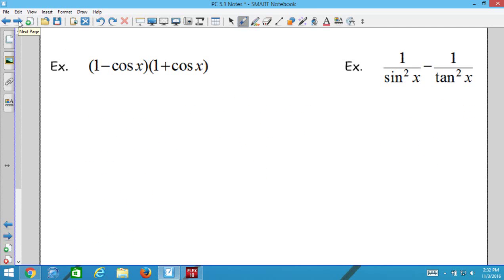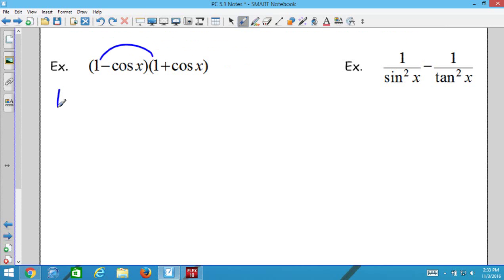You have to go look and see what's in your notes and what it could equal. Example 3. 1 minus cosine x, 1 plus cosine x. I'm going to look at that and say, okay, I've got two binomials being multiplied together. I do not have anything in our notes that says 1 minus cosine x equals something. So I'm just going to multiply these together. How do we multiply 2 terms by 2 terms? Yeah, the FOIL method. So we're going to go ahead and FOIL that.